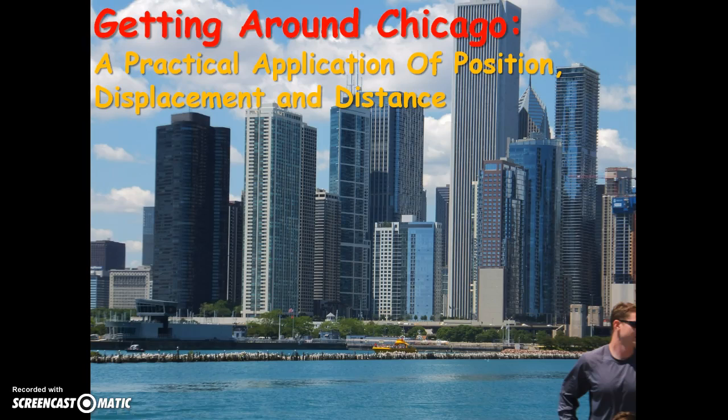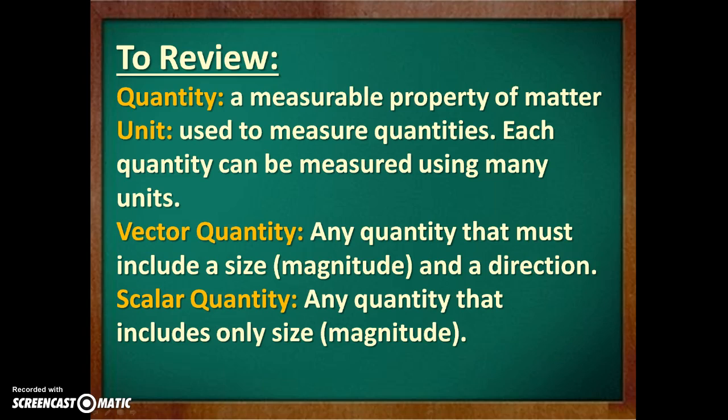I'm going to give you a little bit of introduction in how we can get around Chicago and how that illustrates our ideas of position, displacement, and distance. You can look over these terms. Quantity is a measurable property of matter. Units are used to measure quantity. Each quantity can be measured using many units.